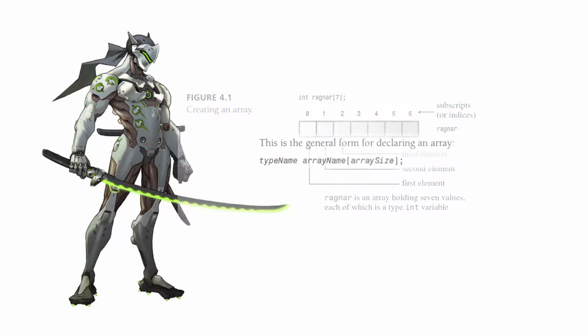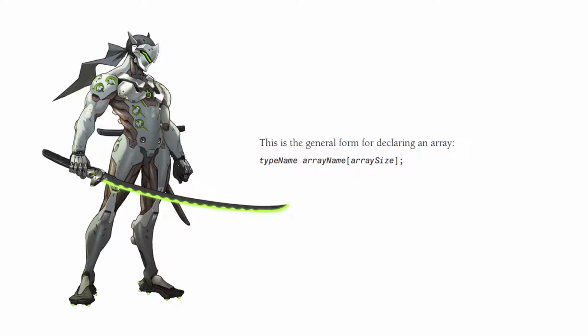So if you want to declare an array, this is the general form for creating it. You write your variable type in the front, just like any other variable, then the name of the array, and inside square brackets you put the size of the array. Let's go over an example in a little more detail, and I'm going to give you guys a lab right after this.